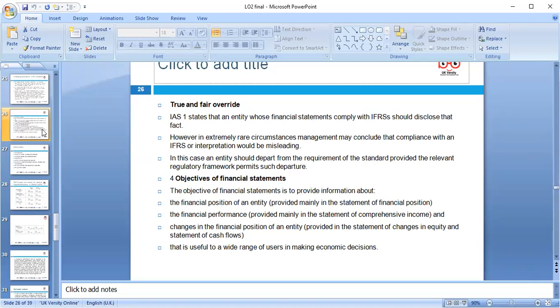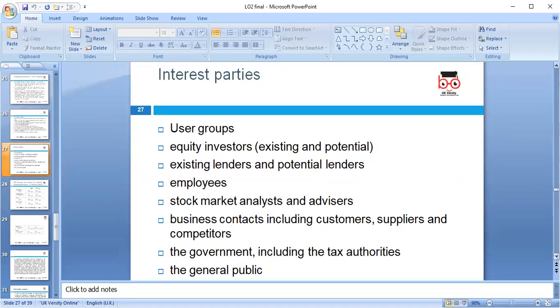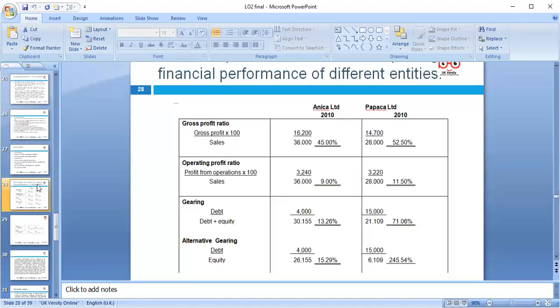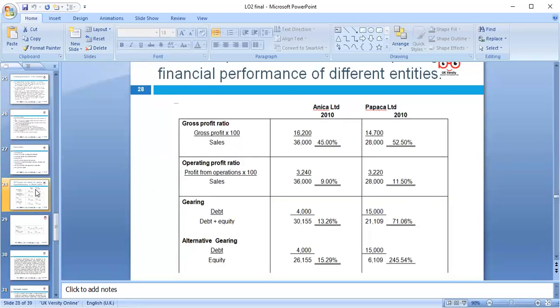And we know the four types of financial statements should be prepared and should provide true and fair information. There can be various users of the financial statements, interested parties: the group, equity investors, existing lenders, employees, and stock market analysts. These are the users of financial statements and stakeholders, and we need to meet their expectations.